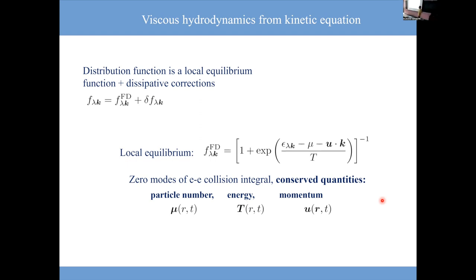And therefore, I can make these variables slowly varying functions of position and time. And an additional variable that I introduced here is called boost velocity. It says that I can look at the problem from moving reference frames. If my reference frame moves at constant velocity, it should be okay with the collision integral. And now, once again, I can make this boost velocity a slowly changing function of position and time.